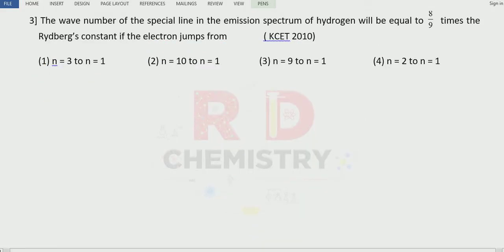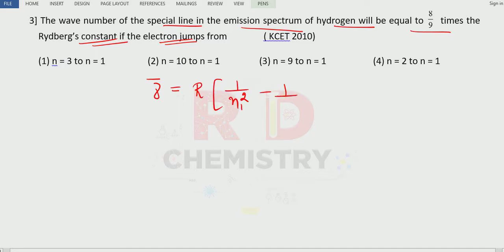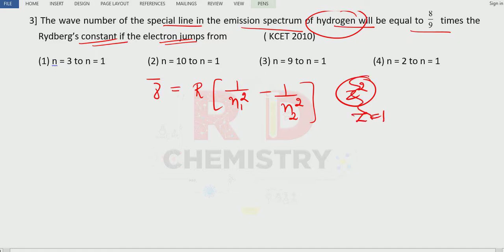Question number 3. The wave number of the spectral line in the emission spectrum of hydrogen will be equal to 8 by 9 times the Rydberg constant if the electron jumps from. Wave number is given by the formula nu bar is equal to R into 1 divided by n1 square minus 1 divided by n2 square. I need not introduce the z square here, because they are speaking about the hydrogen atom. If it were other than hydrogen, I can introduce z square. Now for hydrogen, z is equal to 1, so 1 square, so I need not write it. Now what they have given is nu bar is equal to 8 by 9 times the Rydberg constant.